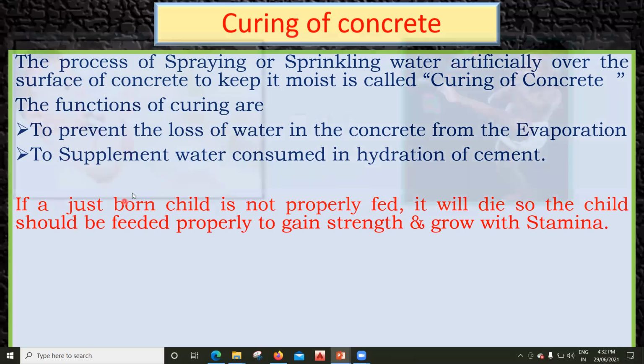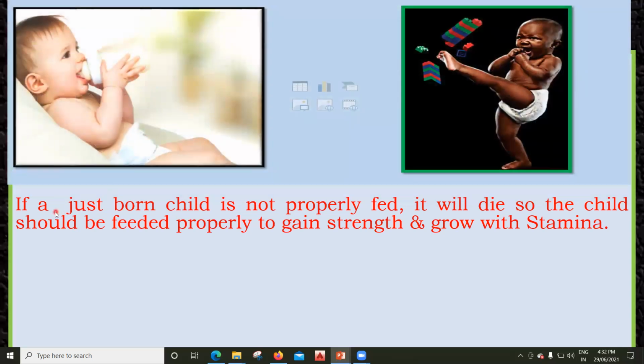To understand in a better way, if a just born child is not properly fed, what is going to happen? It is going to die. So what we need to do is properly feed, so that it will gain strength, and also it will grow with stamina, isn't it? So let us say this baby is the concrete, and the milk you're providing is the water.